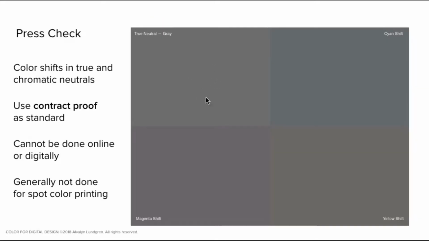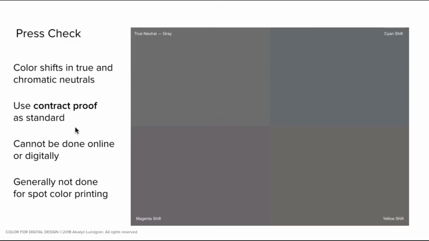Here is a true neutral. It has no chroma whatsoever, so it's a true gray. You can see in comparison, there's some blueness here, there's redness here, and there's yellowness here. So it's in these color shifts within the neutrals that you want to verify that color is working the way it should. You're going to use your contract proof as the color standard.